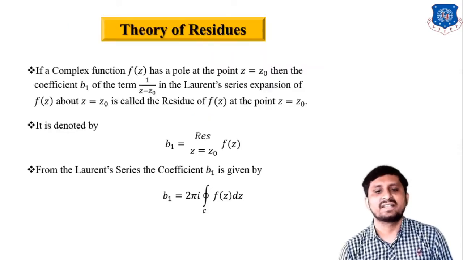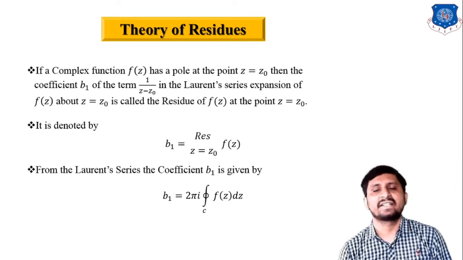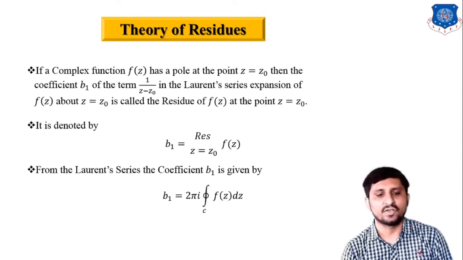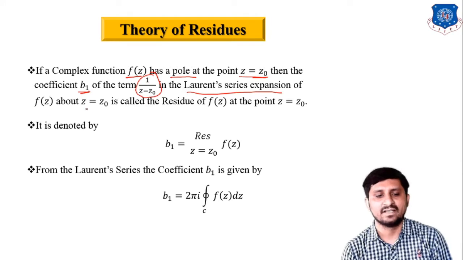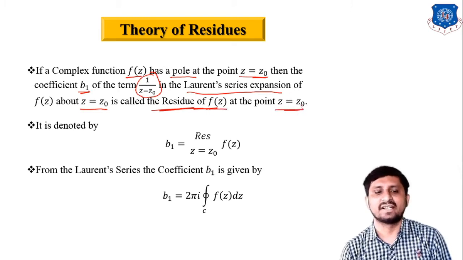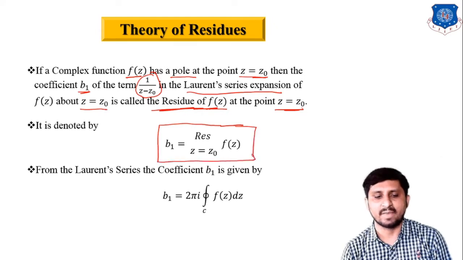So, theory of residues. First of all, try to understand the definition. If a complex function f of z has a pole at the point z is equal to z0, then the coefficient b1 of the term 1 upon z minus z0 in the Laurent series expansion of f of z at z is equal to z0 is called the residue of f of z at the point z is equal to z0, and that's why it is denoted by b1. We define residue of f of z at point z0 in this manner.